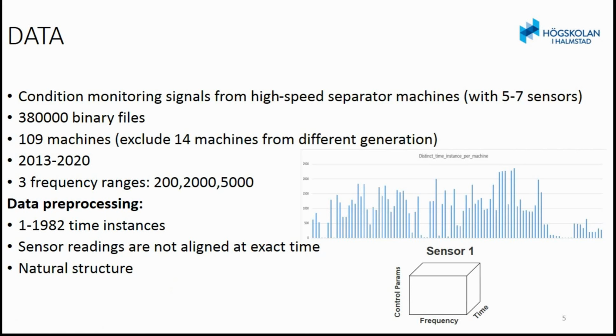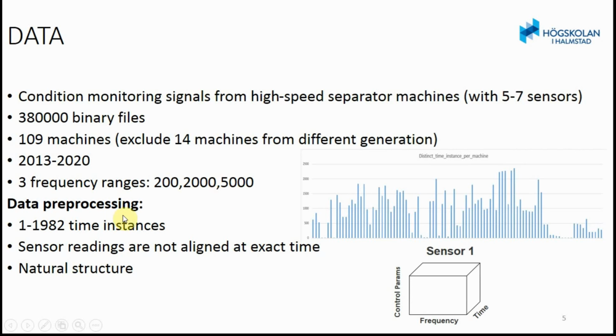380,000 binary files from 109 machines. We excluded 14 machines from a different generation. Data was collected from 2013 to 2020, and we have three frequency ranges: 200, 2000, 5000.